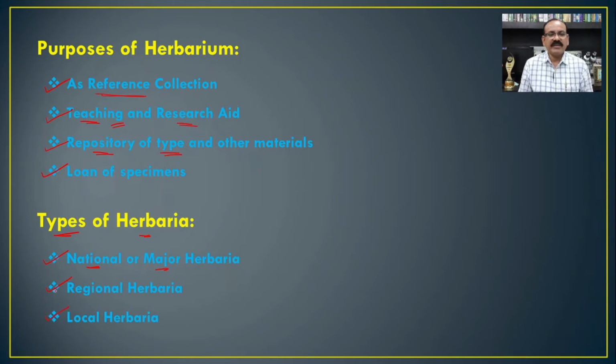Even there are many works which depend on very small pockets of area, and herbaria formed based on such small works are known as local herbaria. For example, if we have to prepare a herbarium on the basis of the flora available in Nagpur district, then such a herbarium will be a local herbarium. In this way, herbaria are classified into three different types.